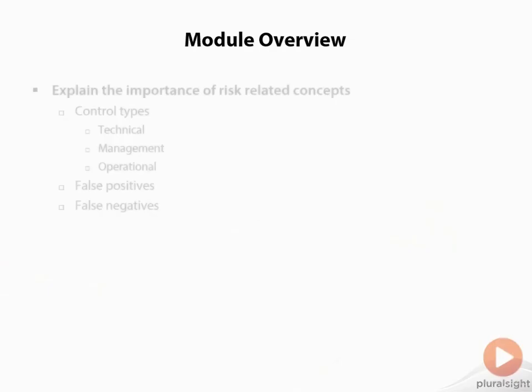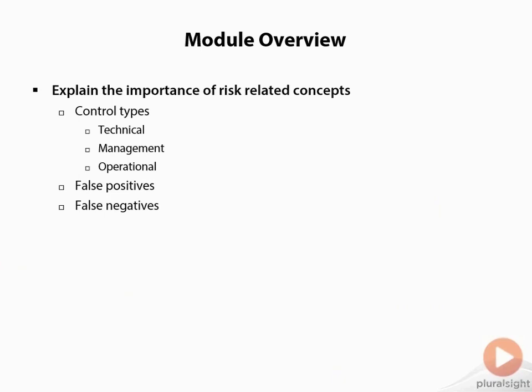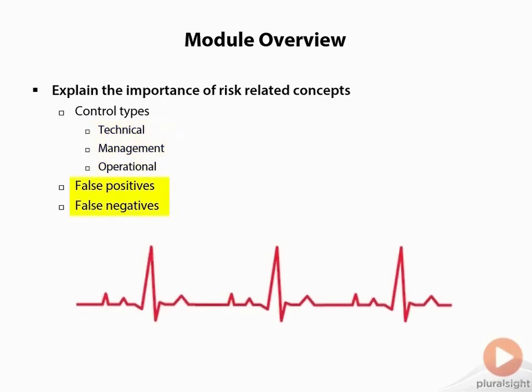Okay, in this module, we're going to talk about the importance of risk-related concepts. And risk and its associated forms is really the overarching concept of this module. Basically, how to either reduce it, mitigate it, transfer it, or simply accept what level of risk is there and move forward. So we'll talk about the various types, or the control types, being technical, management, and operational. We'll talk about false positives and false negatives.